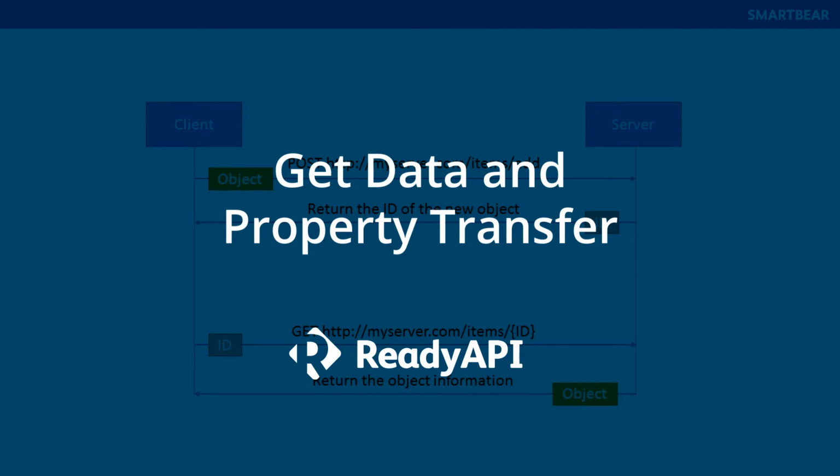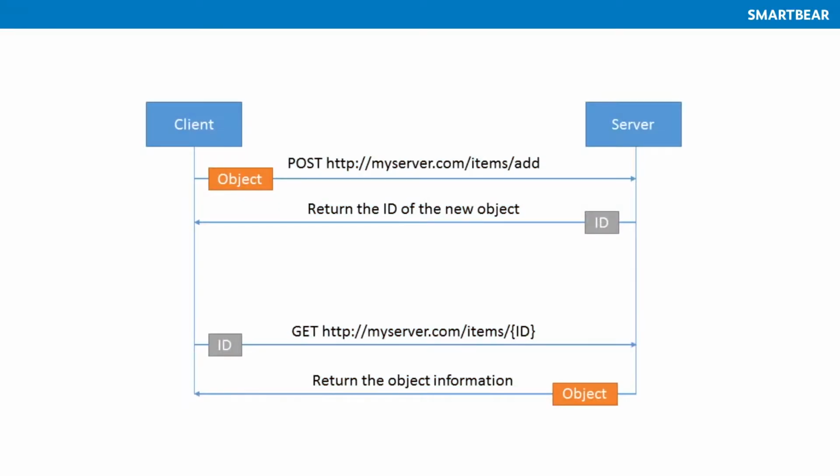This video will explain how to transfer data between responses and requests in your tests. It's very common that you'd need to pass data between test steps in your tests. For example, when you add an object to a database, the server usually returns an object identifier of some kind, so you can retrieve the information about this object later and update it if needed. Let's see how we can emulate this behavior in ReadyAPI.